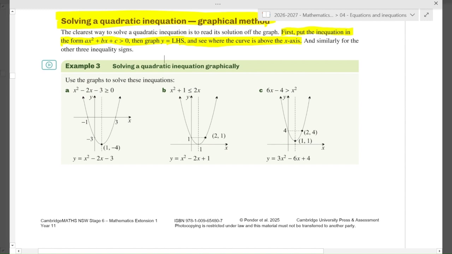So this one says use the graphs to solve these inequations. x squared minus 2x minus 3 greater than or equal to 0. What they did is first rearrange that so that you've got it in the same form that you're used to, y equals ax squared plus bx plus c, and then it's been graphed. We all cool with that? Excellent. All right, so what is the solution to this?